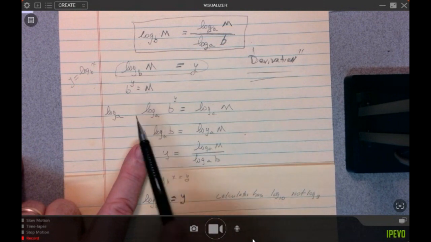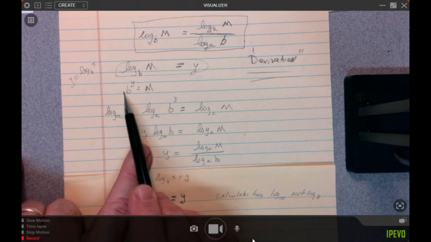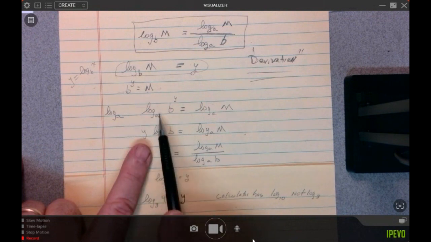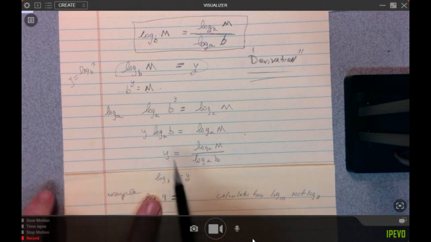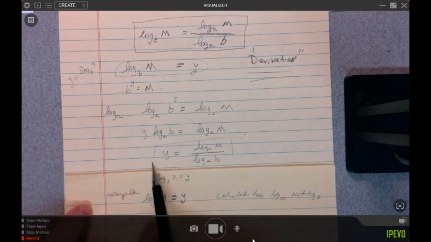Oh, wait, what did I do here? This was the problem. I took log to the base a of both sides, log to the base a of this side, log to the base a of this side. What's base a? It's the base I want to use. And I do this simple algebra, and I get that. There's my change of base formula.